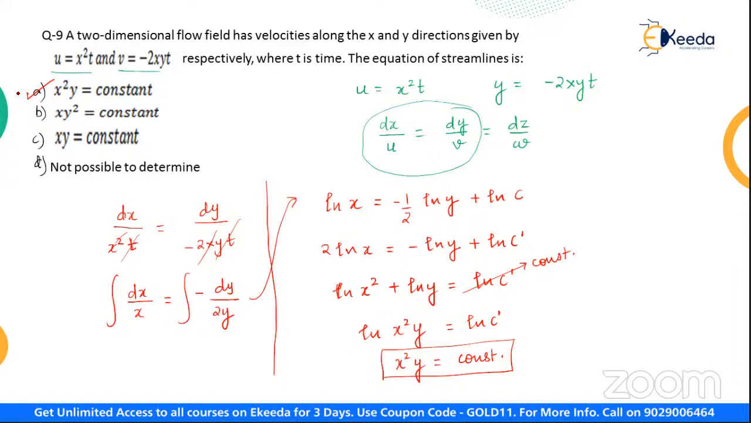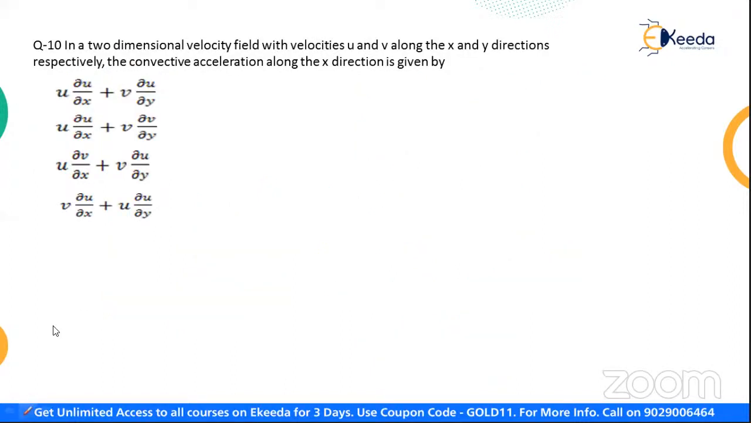Moving on to the next question, or the last problem of the fluid kinematics. In a two-dimensional velocity field with velocity u and v along x and y directions, respectively, the convective acceleration along the x direction is given by. So the convective acceleration, as we have already discussed, that the acceleration along any direction. And since here we are talking about the x direction, so talking about the ax value, this will be the acceleration because of the convection or the convective acceleration plus the temporal acceleration or the local acceleration.